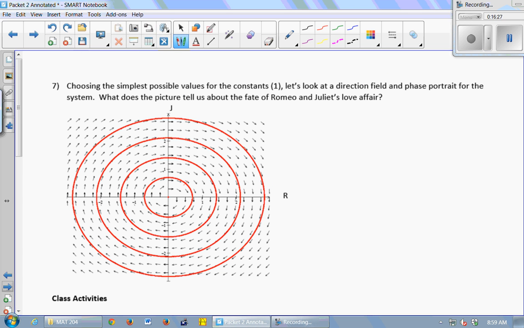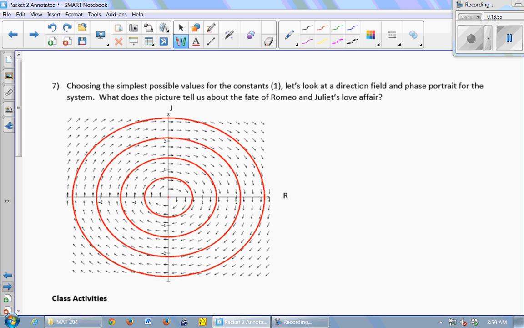So we chose one for the constants. Here's the direction field for that system, with a phase portrait, I've got lots of solution curves sketched in there. What does this picture tell us about Romeo and Juliet's fate as a couple? It's kind of a roller coaster. You suggested that it might be a sine wave, right? Yeah, it is cyclical.